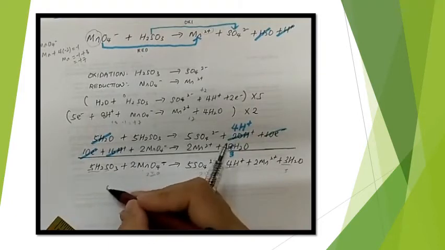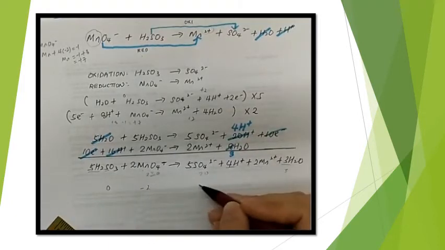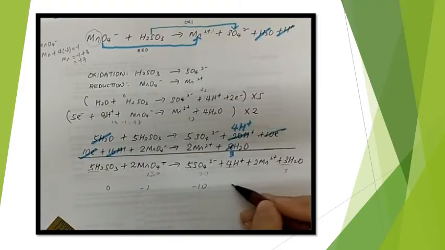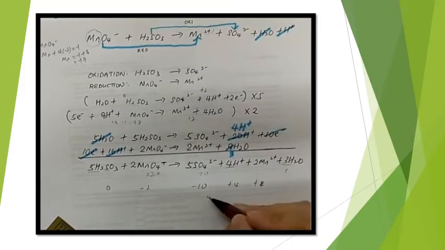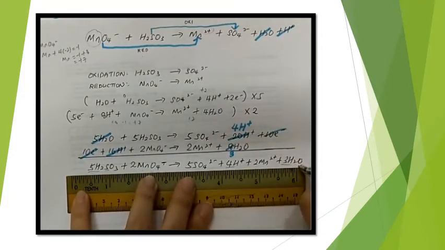Now we check for the charge, 0, here -2, here -10, +4, +2. Okay, here 2 times 2, +4. So total sum up, -2. Yes, settled. So this is the final answer.